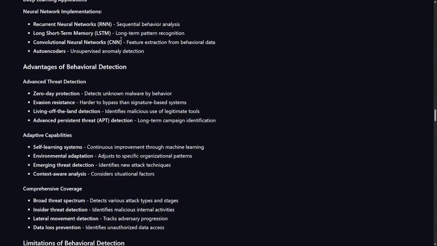So that's some of the machine learning models, right? Neural networks: we have recurrent neural networks, LSTM, long short-term memory. So you're giving that machine learning program memory so that it can memorize this stuff, right? Convolutional neural networks and autoencoders. For behavioral detection, we have zero-day protection, evasion resistance, living off the land detection, advanced persistent threat detection, right?